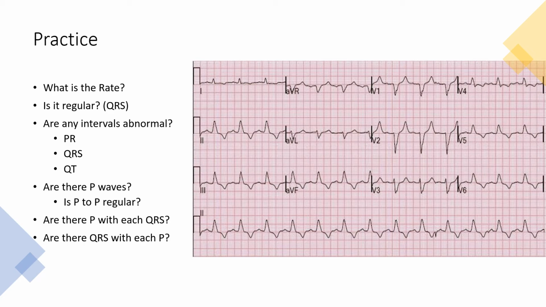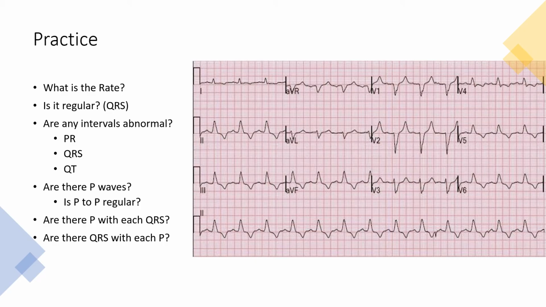What is the rate? This appears to be regularly dispersed, so we can use our box method. Let's look for a QRS that starts on one of the big boxes, such as this one. I count 1, 2, 3, roughly 4 boxes in between each QRS. 300 divided by 4 is 75, so this is a normal heart rate. It appears to be regularly dispersed. Next, we need to assess our intervals.